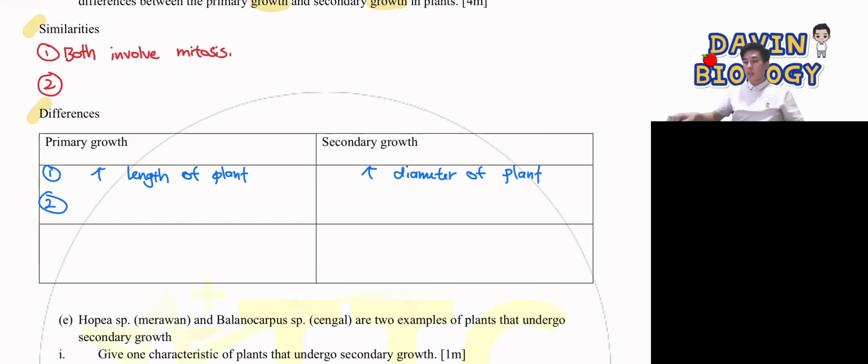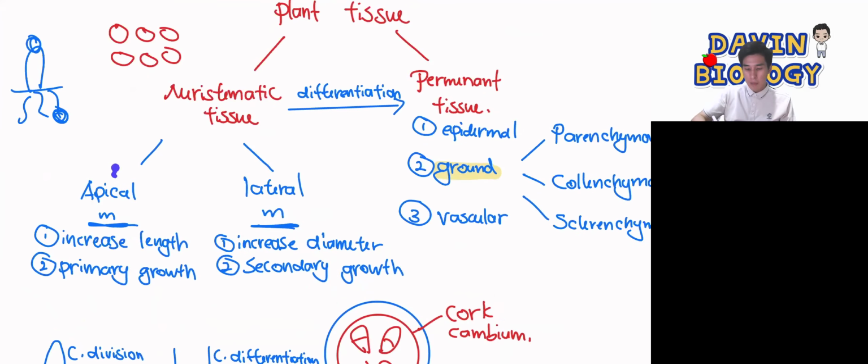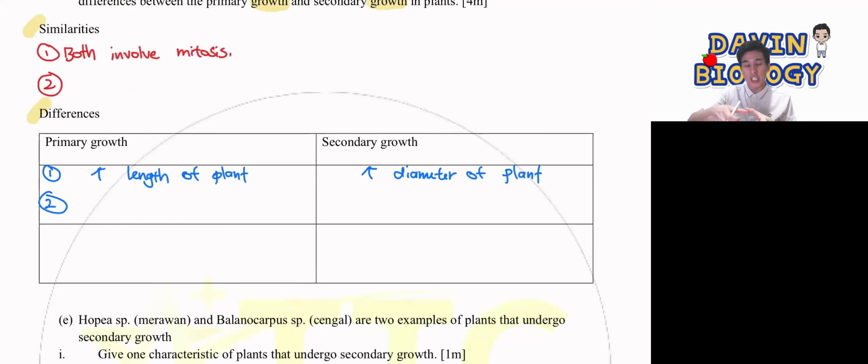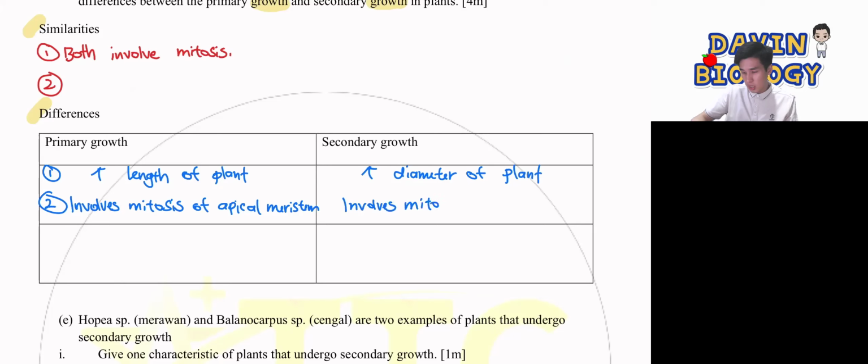Next, what tissue is involved? I already told you: apical meristem and lateral meristem. One is the tip, one is the lateral, the cross section. However, when you write, you must write like this: involves mitosis of apical meristem, involves mitosis of lateral meristem.